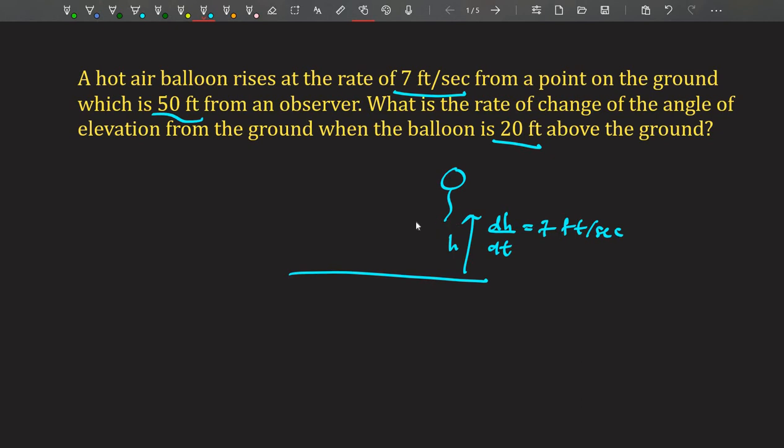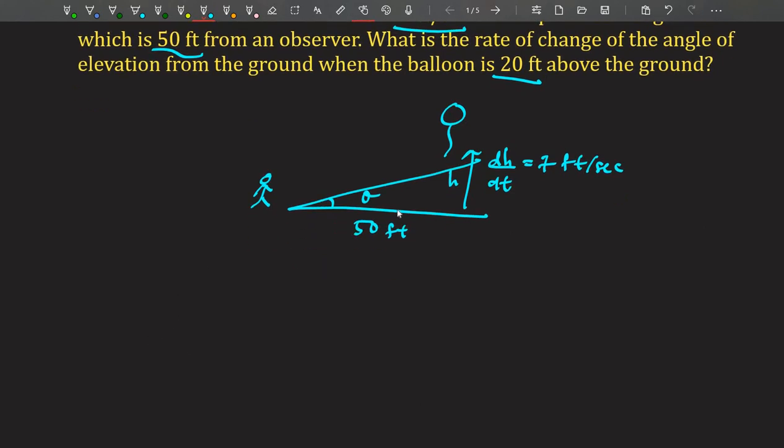Next, a person is here, the observer, and it is said that we want the change of the angle of elevation from the ground. Let's say that's where the balloon is. We need to find here the theta. Next, we do know that this is 50 feet. From this figure, we can actually create a function.